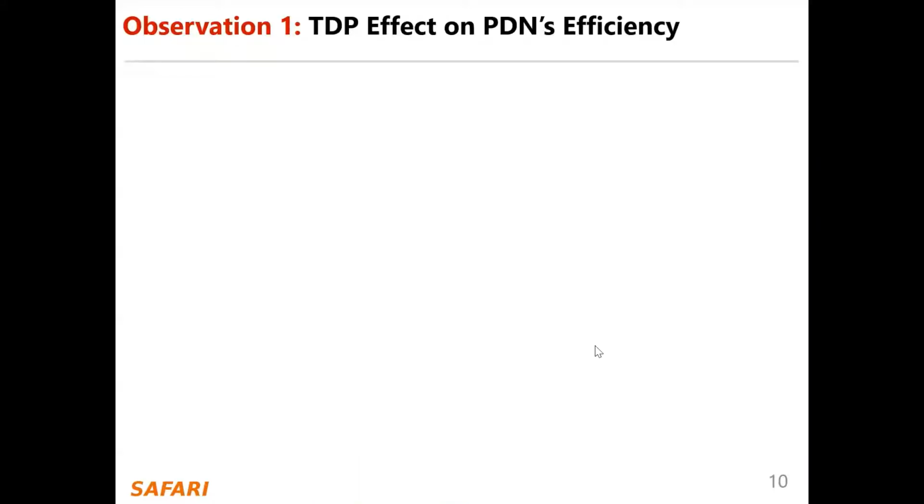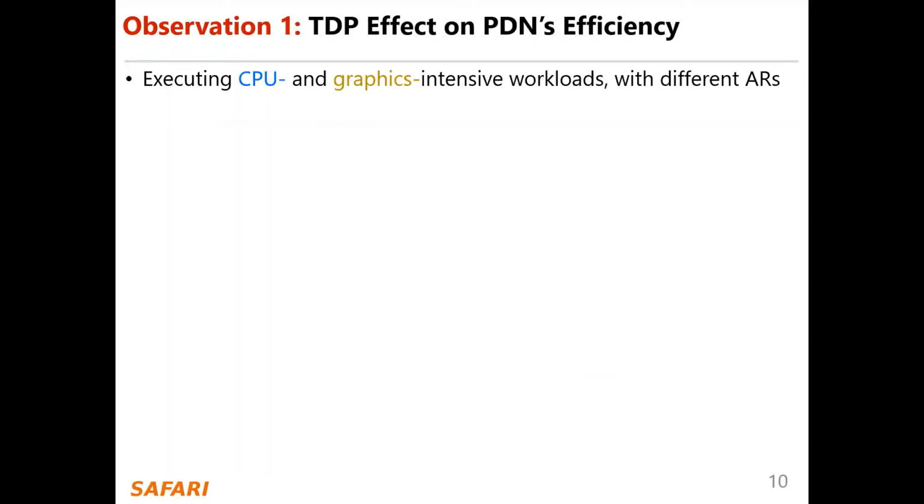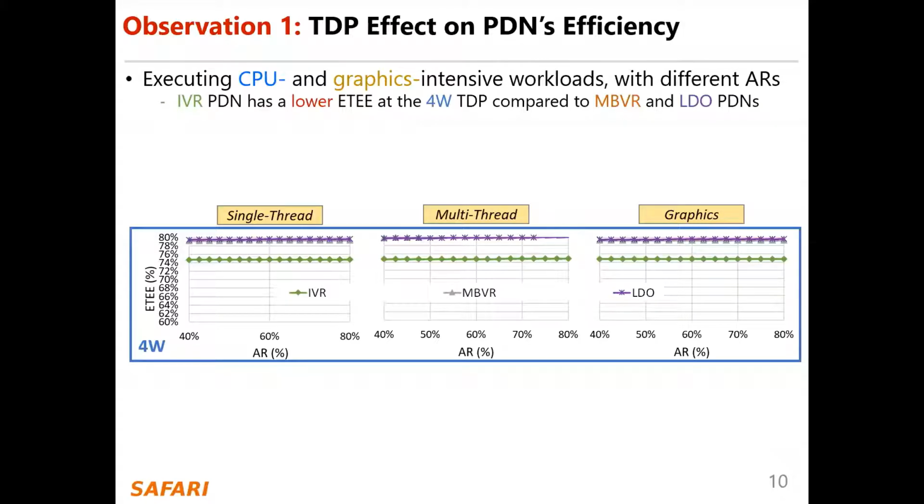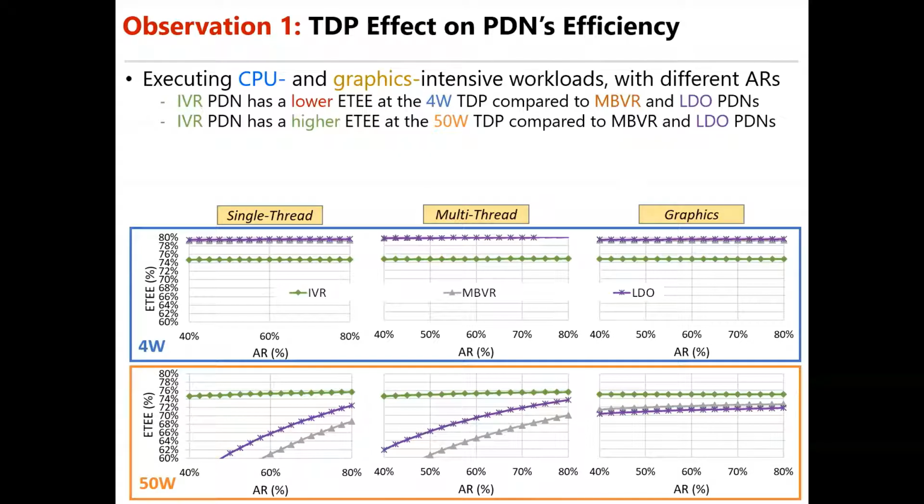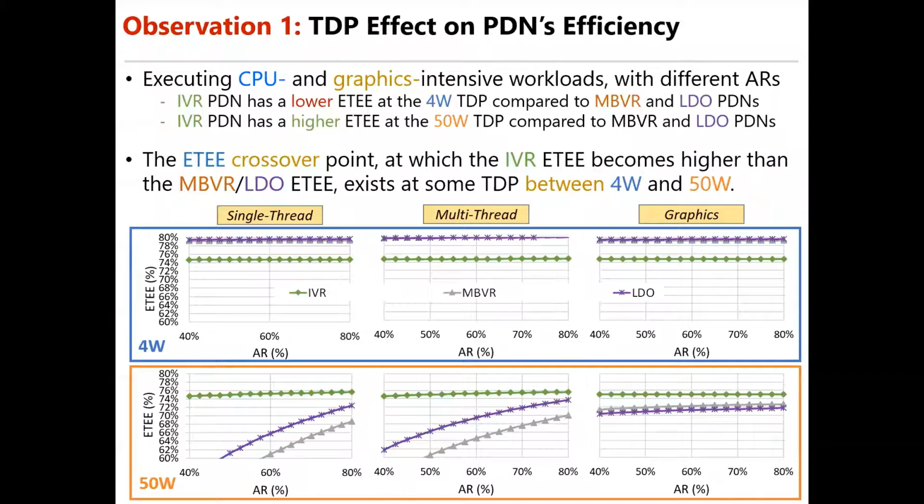Our first observation is about TDP effect on PDN's efficiency. When executing CPU and graphics-intensive workloads with different application ratios, we observe that IVR PDN has lower end-to-end efficiency at the 4-watt TDP compared to MBVR and LDO PDNs. And we observe that IVR PDN has a higher end-to-end efficiency at 50-watt TDP compared to MBVR and LDO PDN. An end-to-end efficiency crossover point, at which the IVR end-to-end efficiency becomes higher than the MBVR and LDO end-to-end efficiency, exists at some TDP between 4-watt and 50-watt.